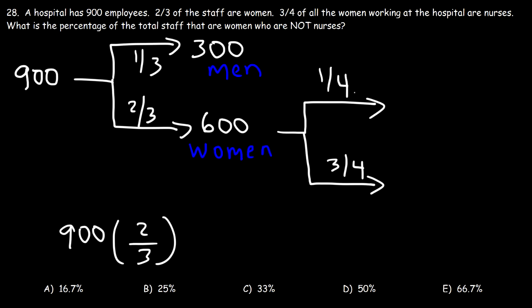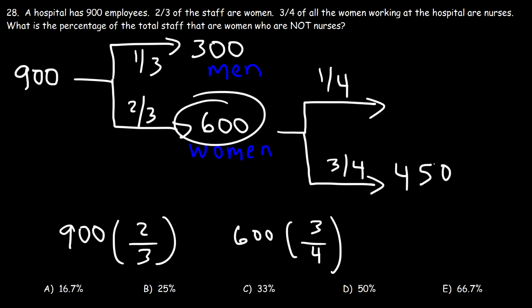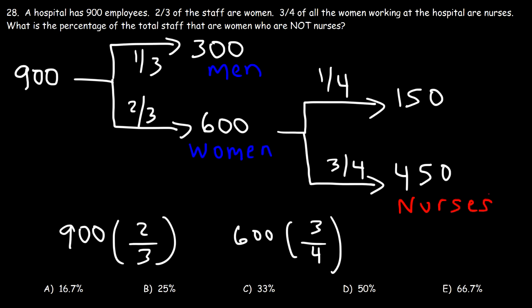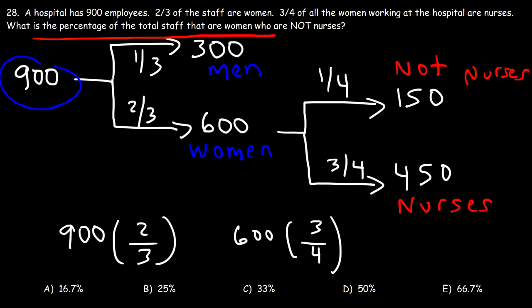What is 3/4 of 600? So what's 600 times 3 divided by 4? Well, 600 divided by 4 is 150, and 150 times 3 is 450. And 600 minus 450 is 150. So 450 are nurses, and 150 are not nurses. So what is the percentage of the total staff, which is 900, that are women who are not nurses? So 150 are women who are not nurses.